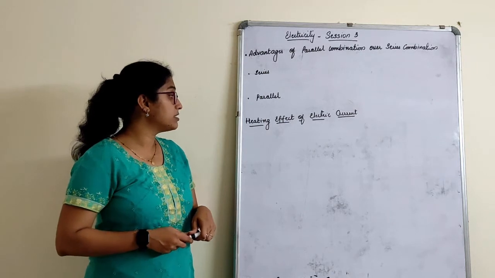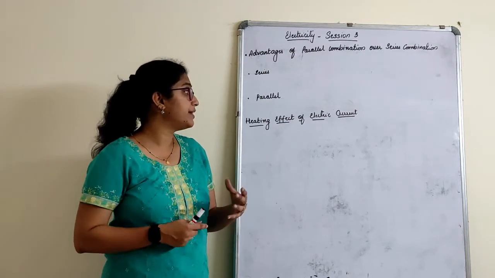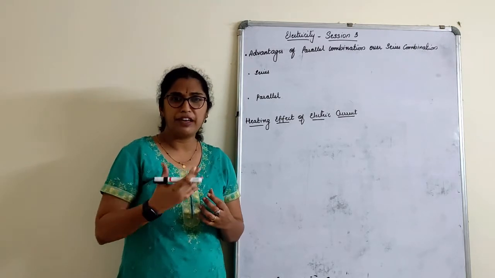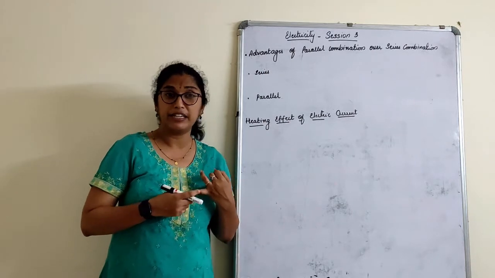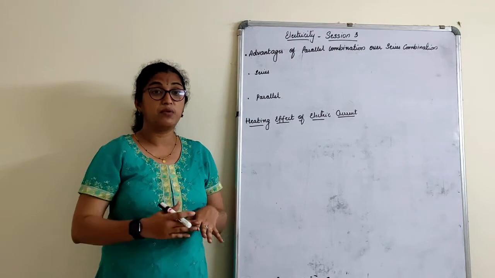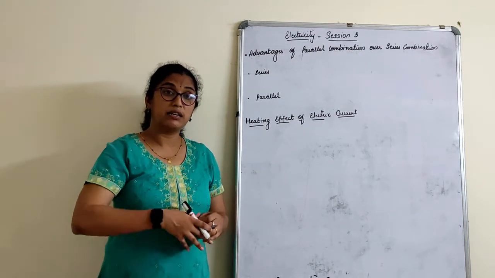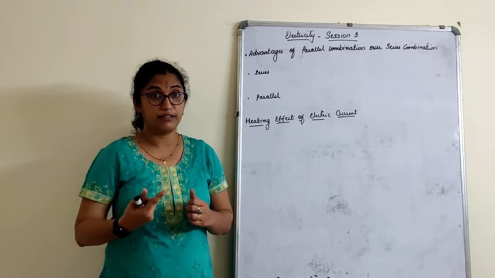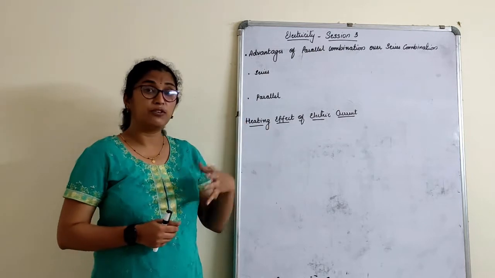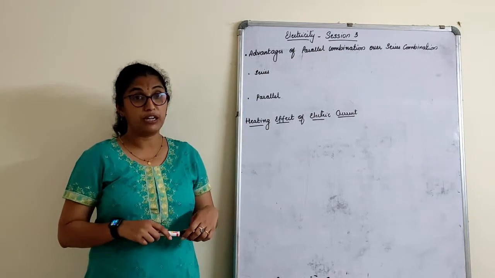We go to the next concept, that is the heating effect of electric current. Whenever electric current is passed through a given thing, there are different types of effects created: chemical effect, heating effect, magnetic effect. In the next chapter we are studying the magnetic effect of electric current. When electricity is passed in a conductor, a magnetic field is generated. That is called the magnetic effect of electric current. When I pass electric current in a conductor, heat is generated. That is the heating effect of electric current.